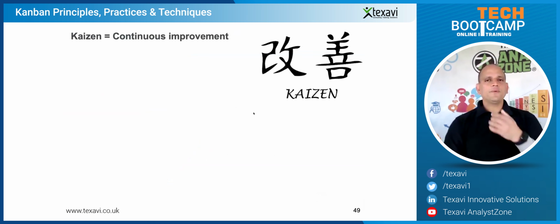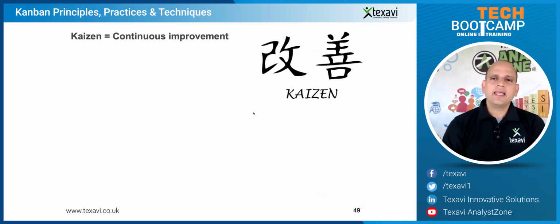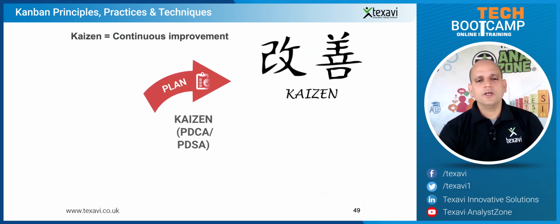So Kaizen is a very popular tool, or a technique, I should say, within Kanban. Kaizen and Kanban go hand in glove. Kaizen, as you know, is a Japanese term that stands for continuous improvement. Again, it takes its origin back in the manufacturing days.